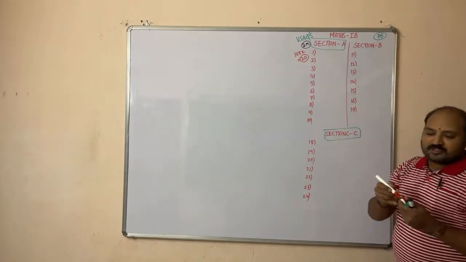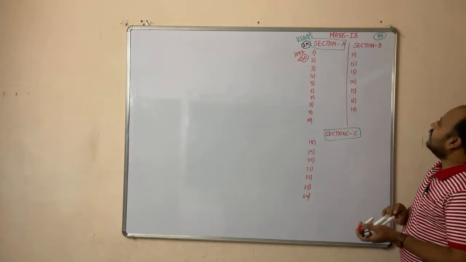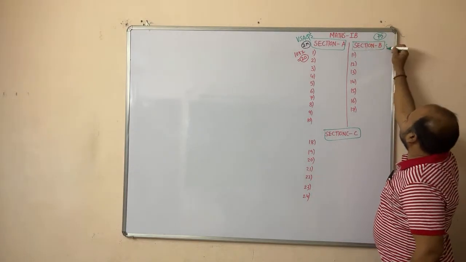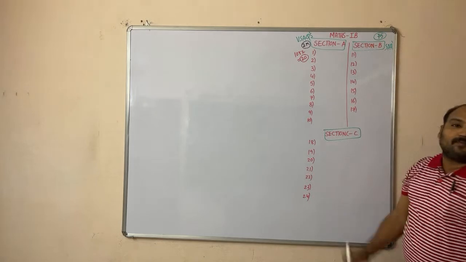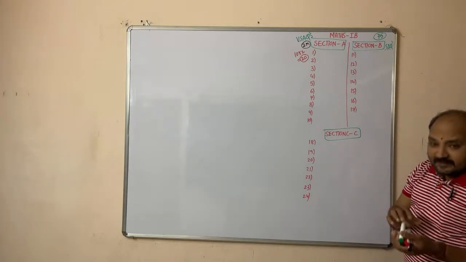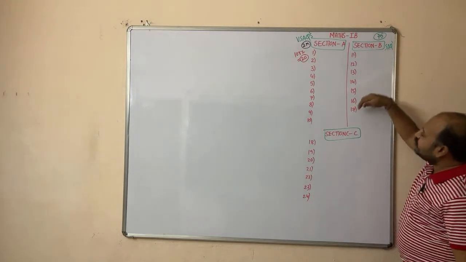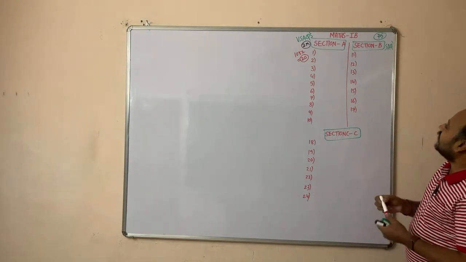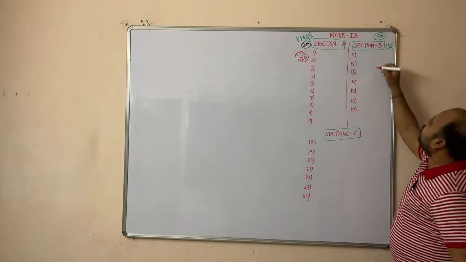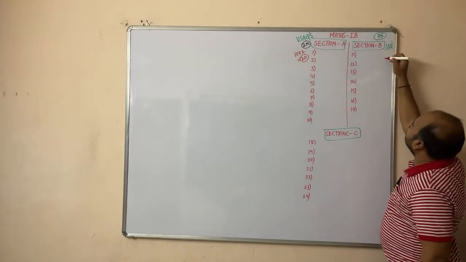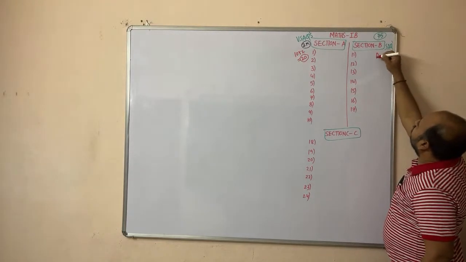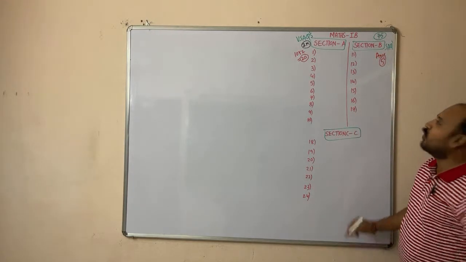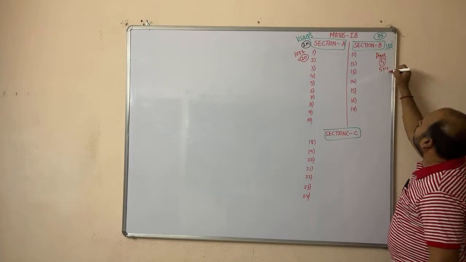Now come to section B, short answer type questions, SAQs. From question number 11 to question number 17 they will give, and any 5 you have to write. Here choice is there. Each carries 4 marks, so 5 into 4, 20 marks.